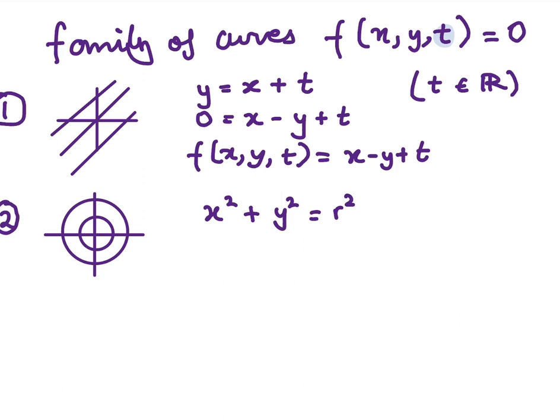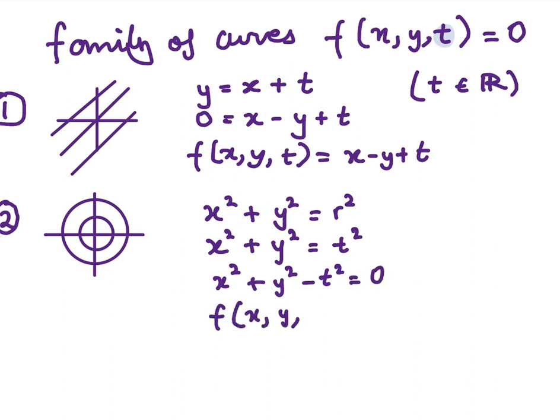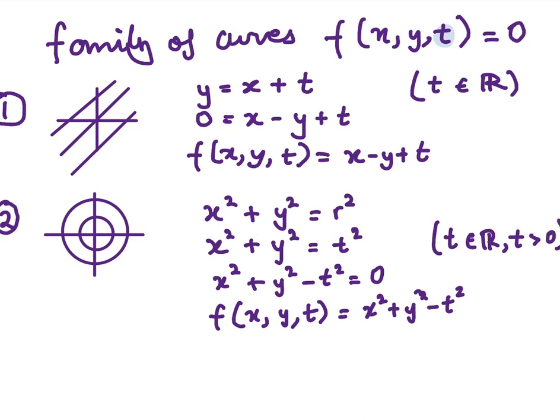Now, instead of r, we can use the parameter t to represent it. So, I'm going to just relabel that as t squared, and then move it over to make the right-hand side equal to 0. There we are. We've got a family. F of x, y, t is x squared plus y squared minus t squared. And a really important thing to note again is that t belongs to the reals and is also greater than 0, because we can't have a negative radius.